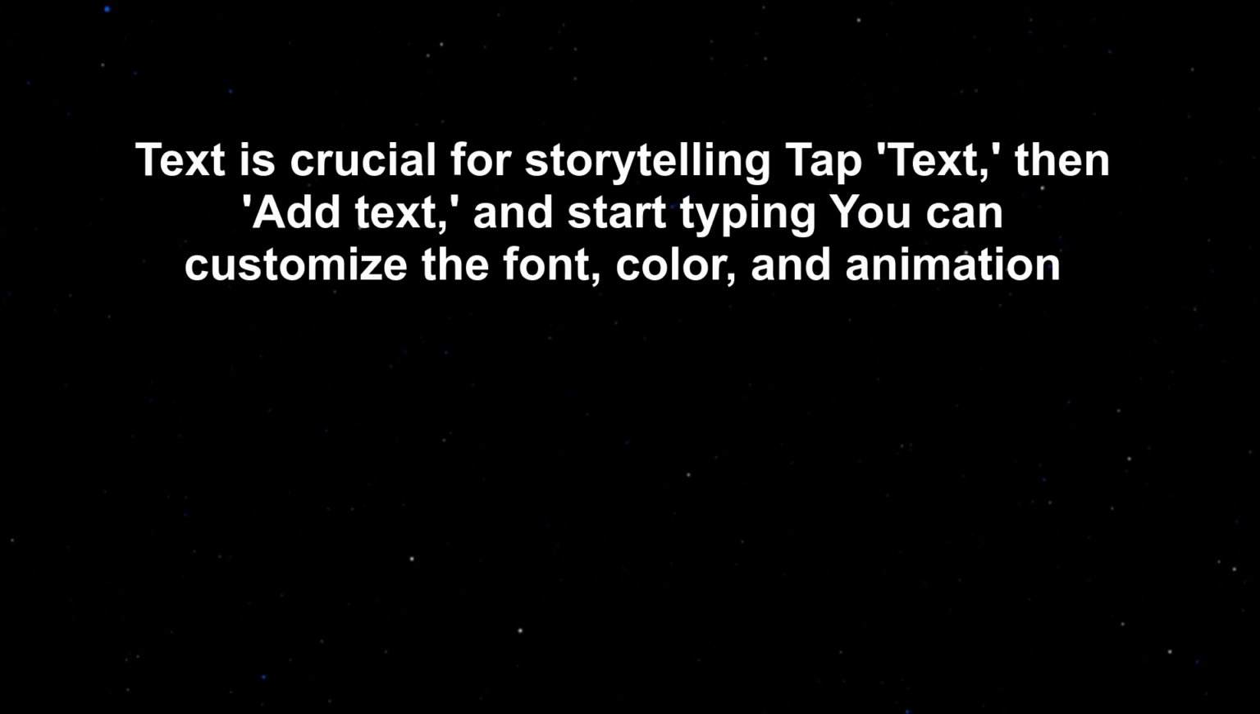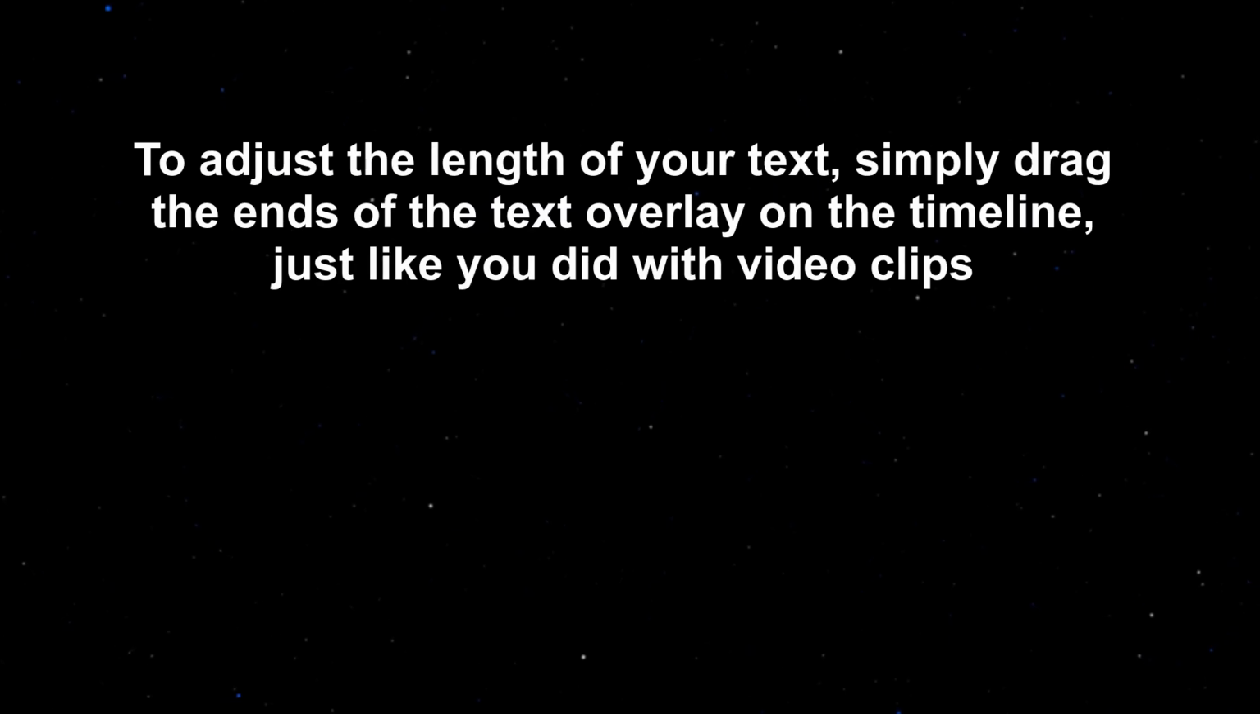Text is crucial for storytelling. Tap Text, then Add Text, and start typing. You can customize the font, color, and animation. To adjust the length of your text, simply drag the ends of the text overlay on the timeline, just like you did with video clips.